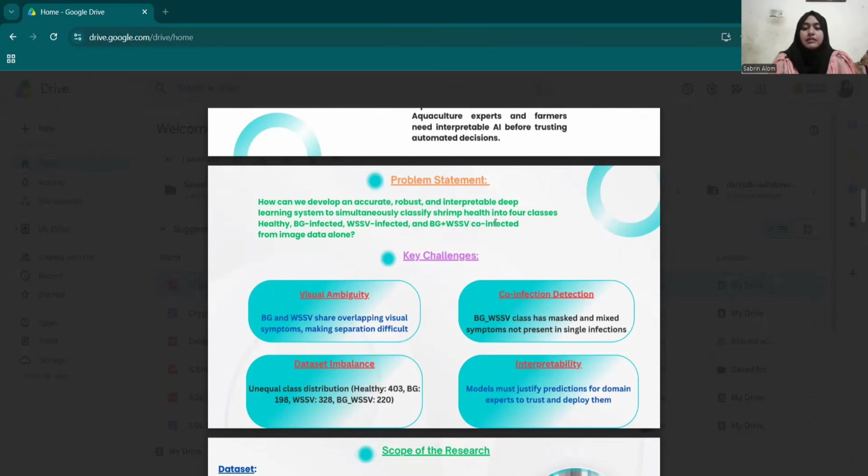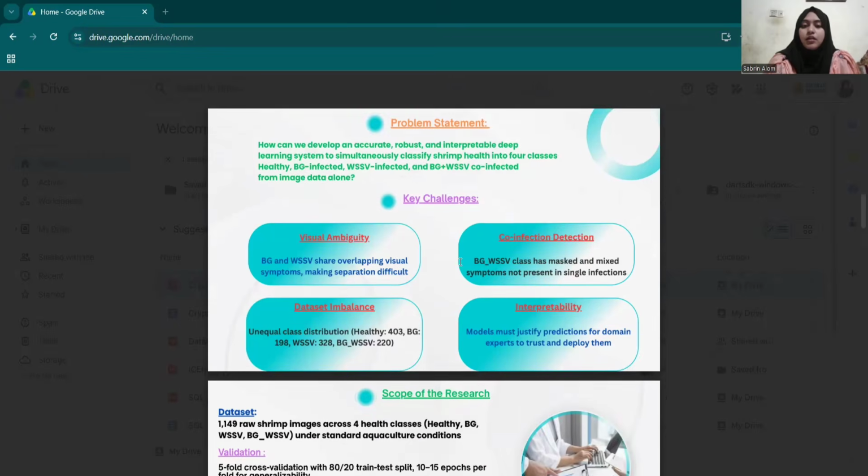And the third challenge is co-infection detection. Here we can see that when both diseases are present together, the symptoms mix with each other. This is the hardest class to detect in this problem statement. And the fourth challenge is interpretability. The answer must show why it made that decision so that experts can trust, deploy, and use it.